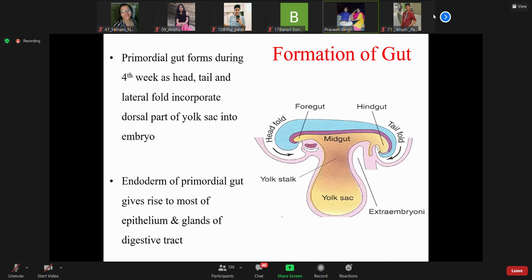So epithelium of the esophagus, epithelium of the stomach, epithelium of the intestine, etc. Endoderm forms the epithelium of the primordial gut. Besides the epithelium, all the glands of the GIT form from the epithelium, either by going inward or coming outward. So they also are derived from the endoderm. That is how we saw that the liver develops from the endoderm of the primordial gut. Pancreas also develops from the endoderm of the primordial gut. They are two big glands.